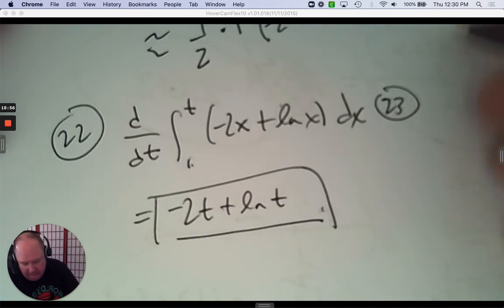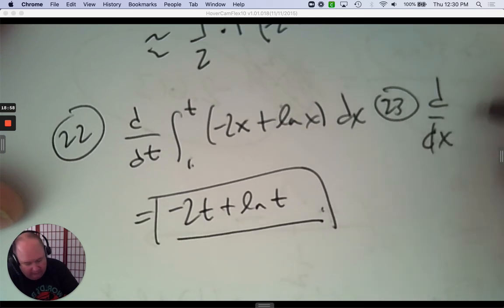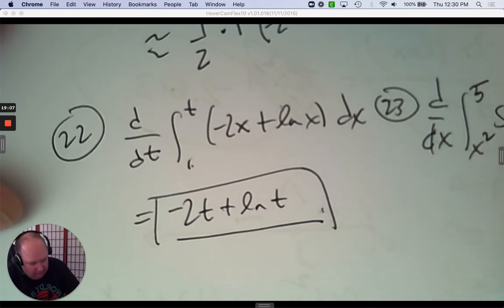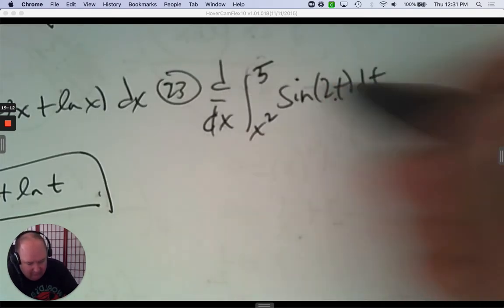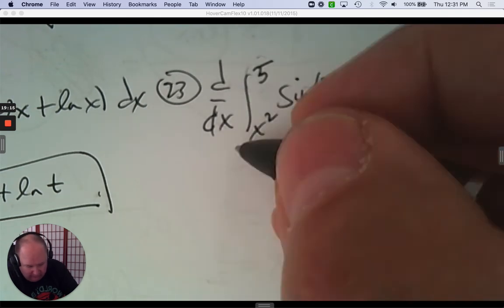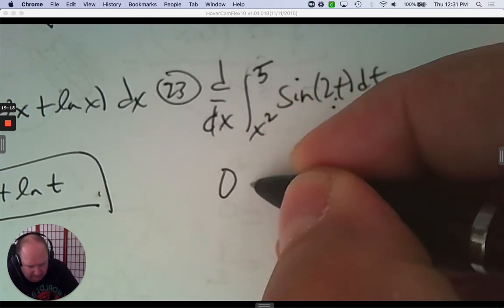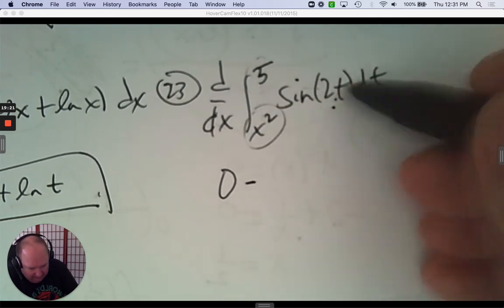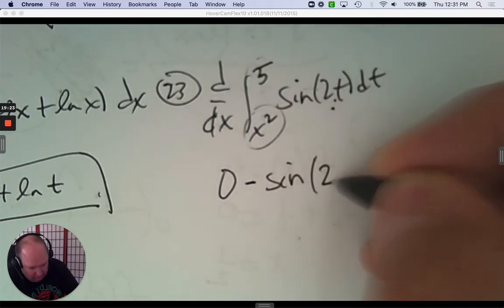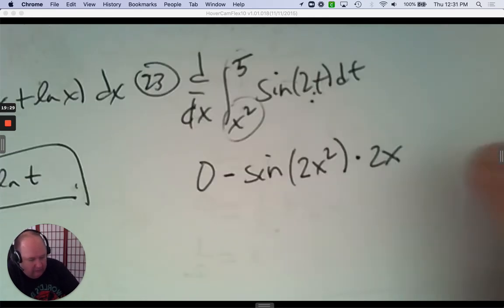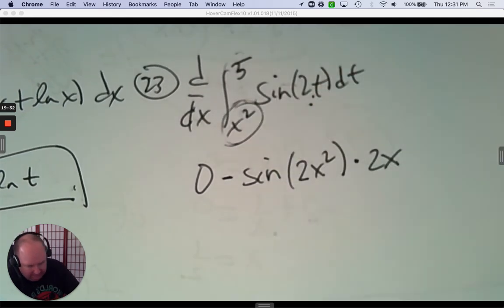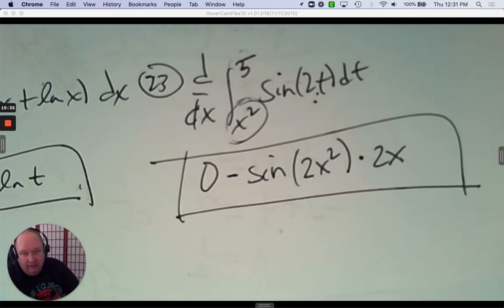For number 23, again, this is the fundamental theorem of calculus, from x squared to 5. This is not a trigonometry question. This is a substitution question. First, we substitute 5 in and take the derivative. The derivative of any constant, including a trigonometry constant, is 0. Subtract, and now I plug in x squared. So it's sine of x squared. And then the derivative of x squared is 2x. We need the hook of the limit in terms of that. And you have the answer.